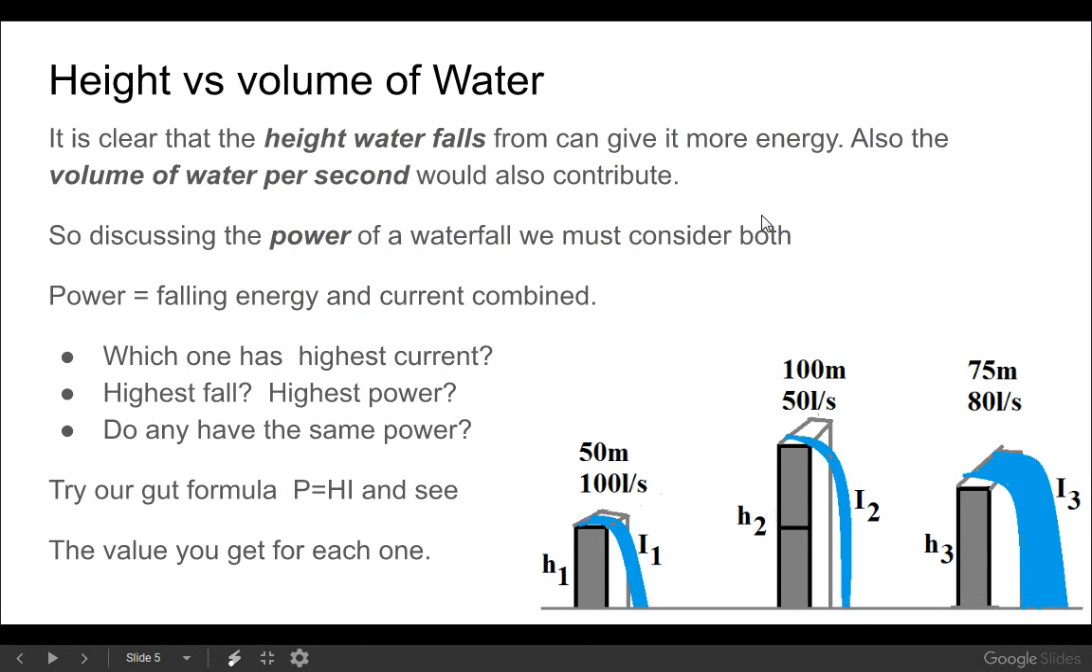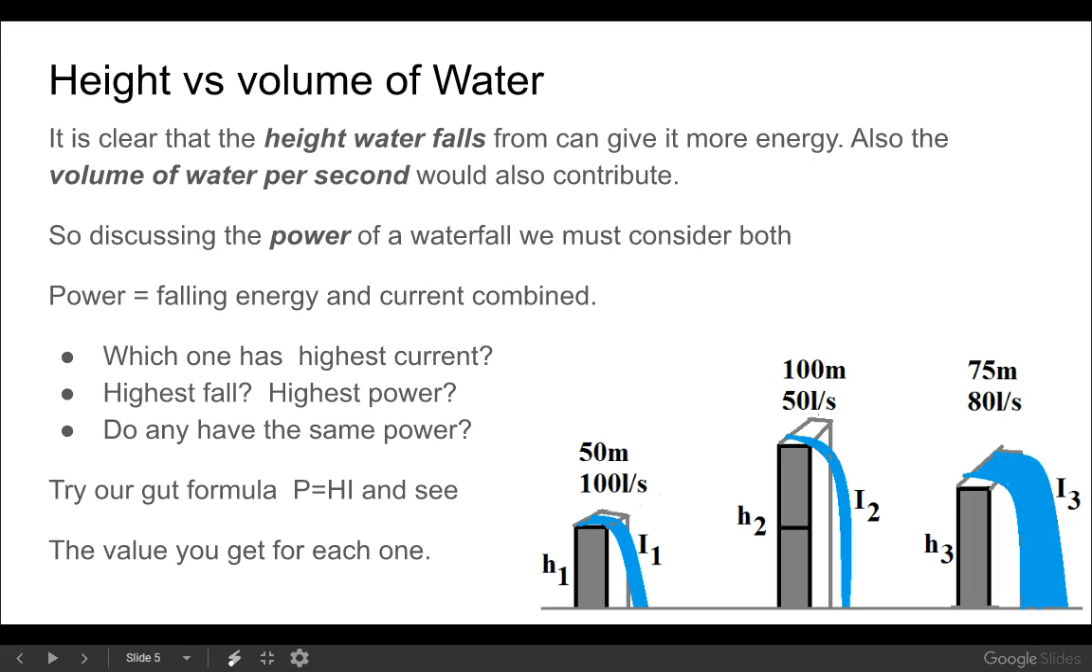So let's see. It is clear that the height water falls from can give it more energy. Also, the volume of water per second would contribute. So discussing the power of a waterfall, we must consider both. Power equals falling energy and current combined.